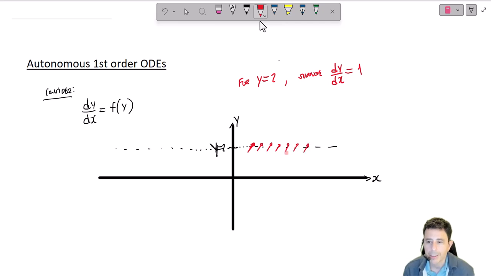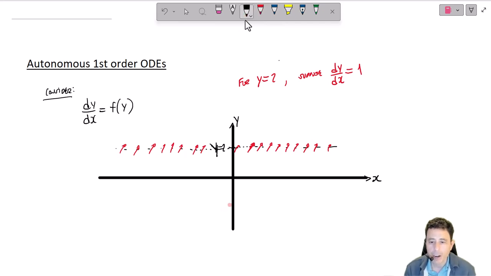It doesn't matter what x is. If x is 1, it doesn't change the derivative. It's always 1, because there is nothing to plug in here for x. If x is 1, this expression is still the same. If x is 5, this expression is the same. So suppose the derivative is 1, then it will be 1 in any part of that line. I can draw the 45-degree slopes throughout the whole thing.